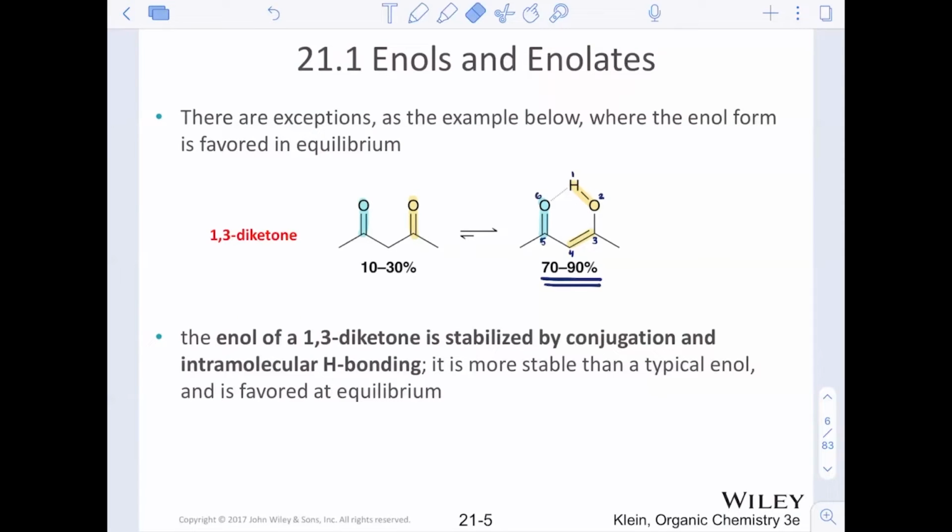Now, this carbon right here is the alpha carbon, right? There's the alpha carbon. And so it is sandwiched in between 2 carbonyls. So we still do have an alpha carbon there and some alpha hydrogens. The 1,3-diketone is specific to us in this chapter because it is relatively reactive at that alpha carbon.